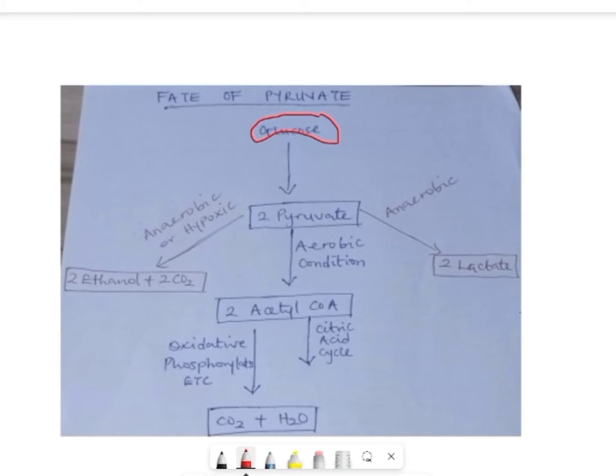So it can go through either of these pathways. It can go through oxidative phosphorylation, the electron transport chain, and also the citric acid pathway, and the products that are produced are carbon dioxide and water. That is what happens in the presence of oxygen.